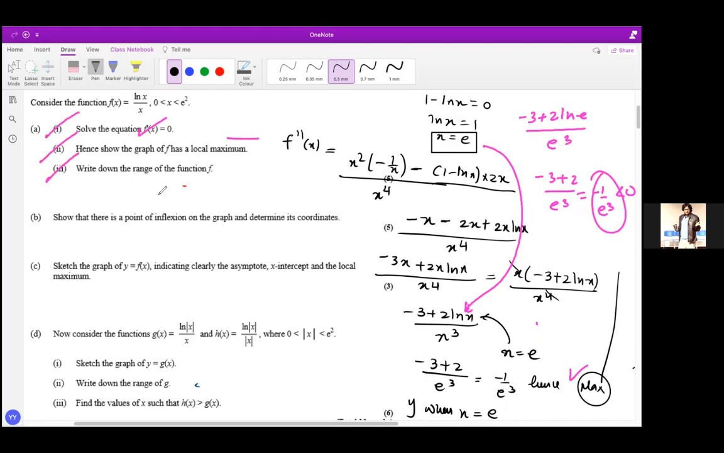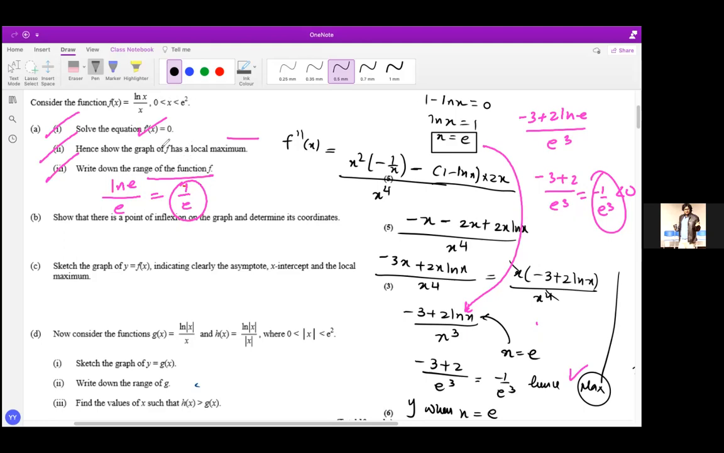Then they're asking, write down the range of this function. Since this is a local maximum, this is the turning point. So what we do is, between 0 and e squared itself, you plug in x as e here. So it'll be ln e over e, which is 1 upon e. So this is the maximum y value.